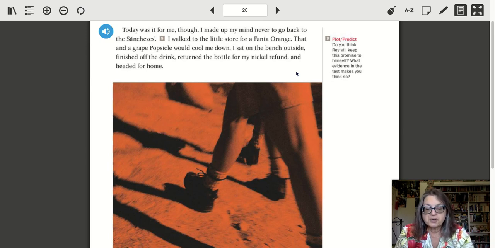I walked to the store for a Fanta orange. That and a grape popsicle would cool me down. I sat on the bench outside, finished off the drink, returned the bottle for my nickel refund, and headed for home.